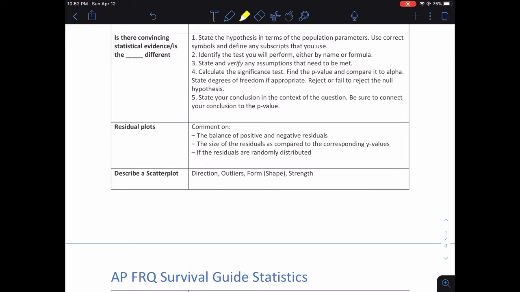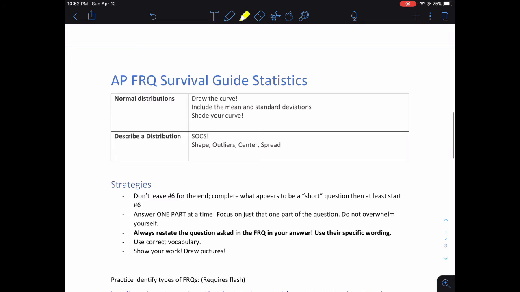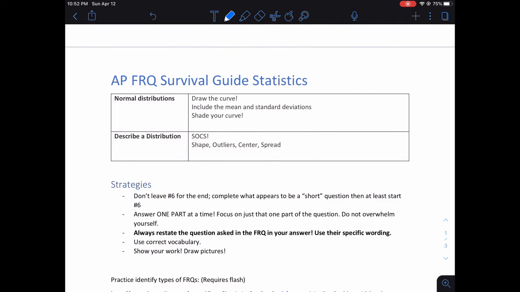Make sure if you do have one, that you describe your scatter plot appropriately. Normal distributions, when you describe a distribution, make sure you're doing SOCS: shape, outliers, center, spread. Make sure you include anything that's specifically interesting. This part is not as interesting because we don't have number 6 anymore.